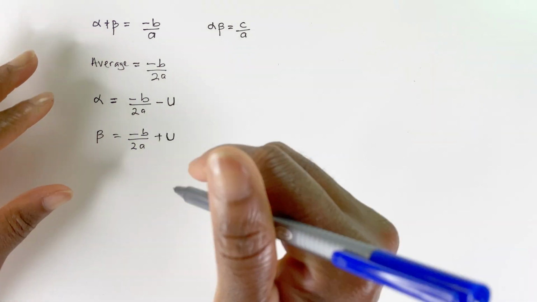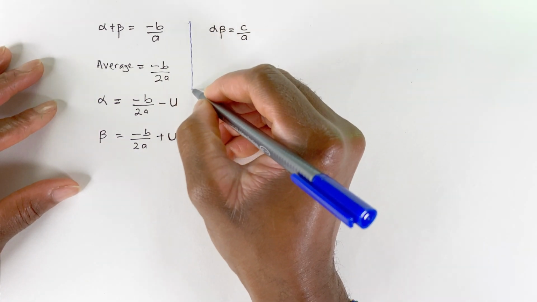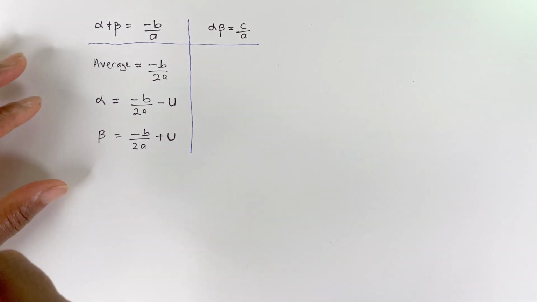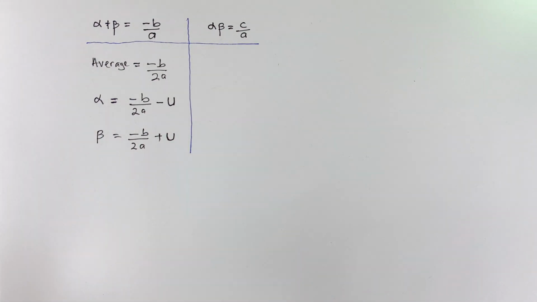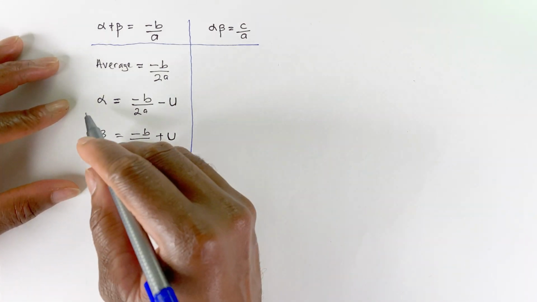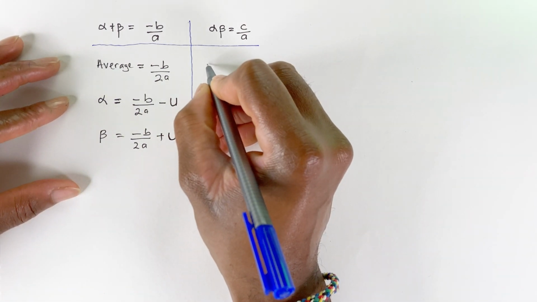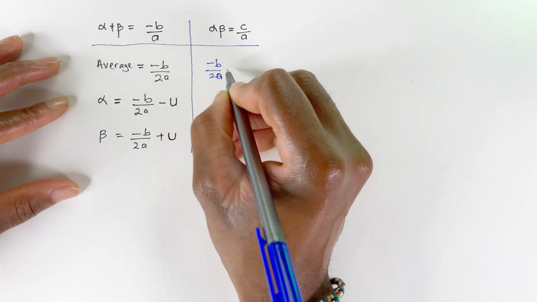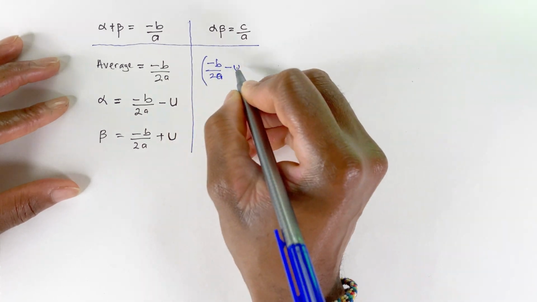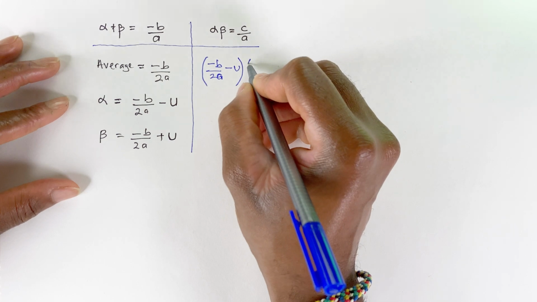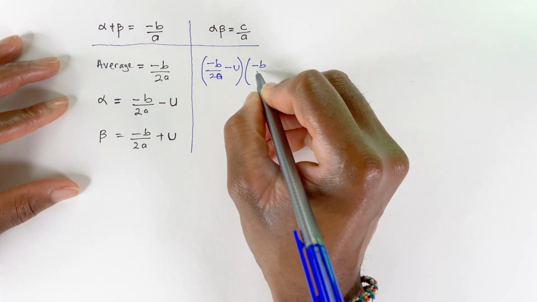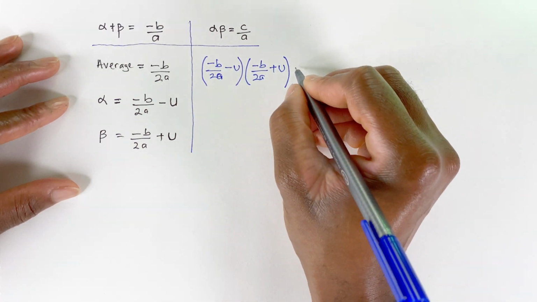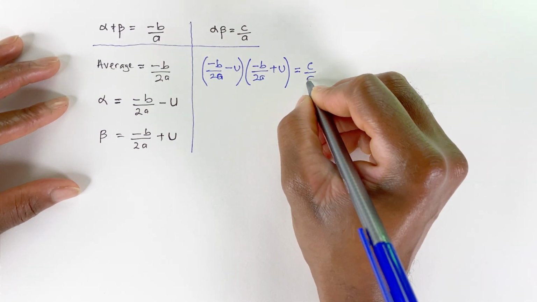Let's just draw that. So I'm going to multiply alpha and beta together. Alpha times beta will be minus b over 2a minus u, which is my alpha, times minus b over 2a plus u, that is my beta, and that should be equal to c over a.